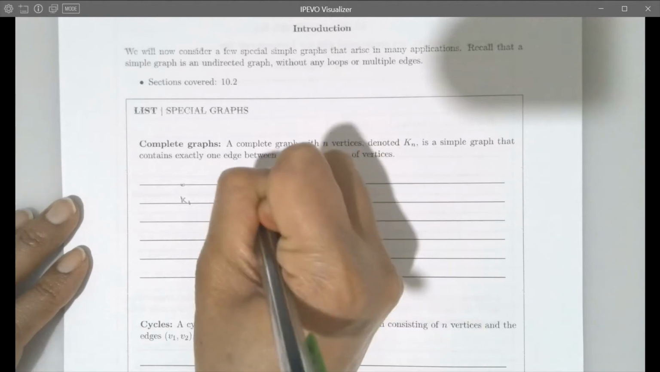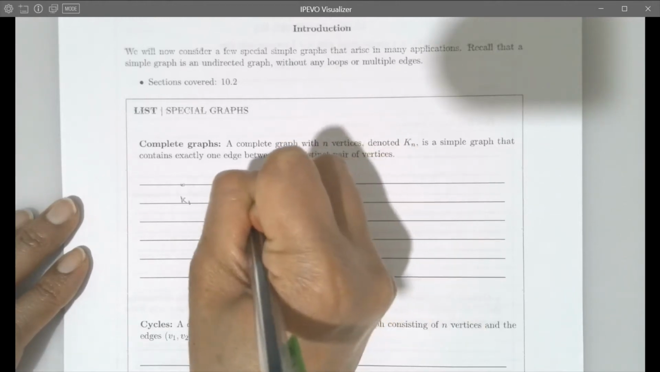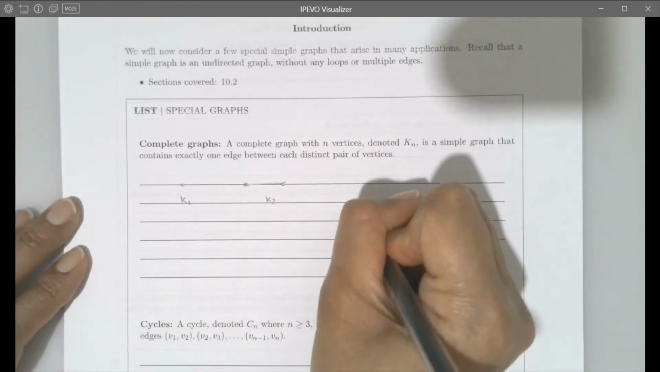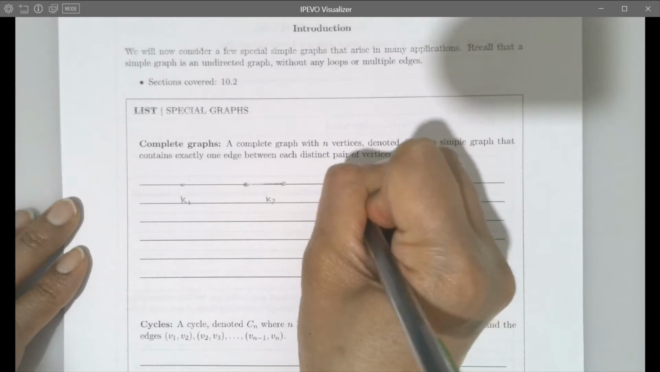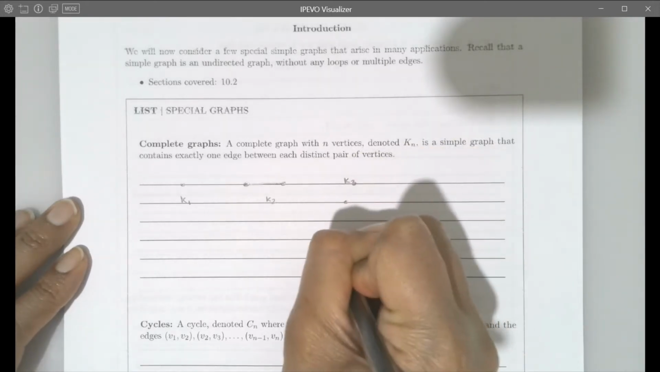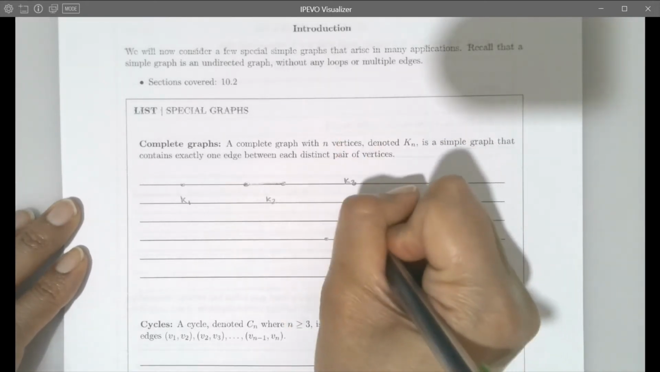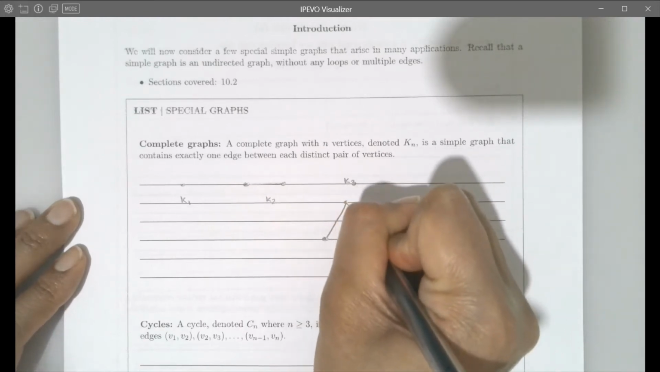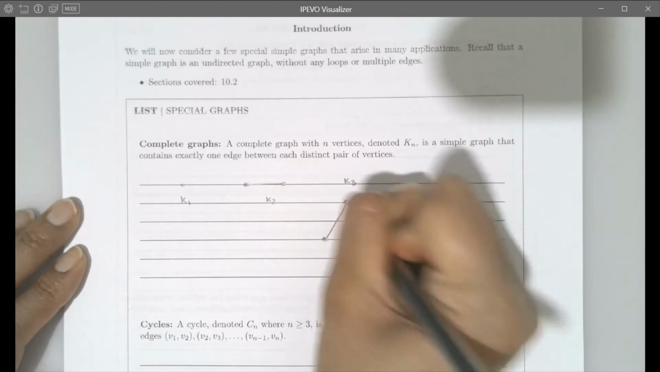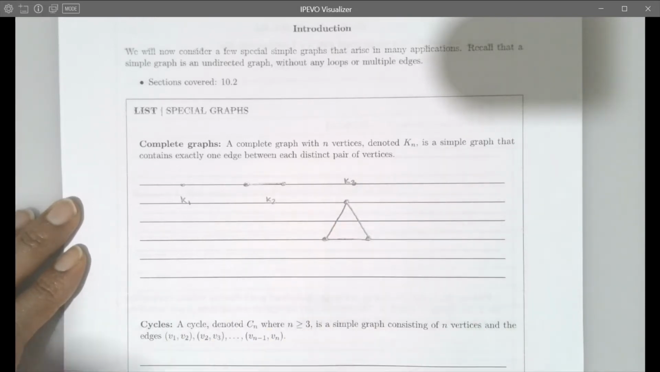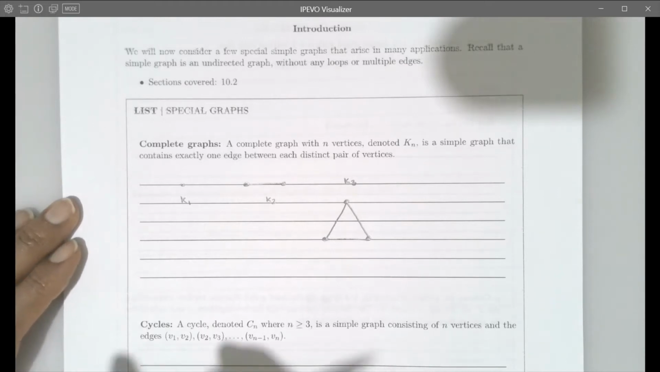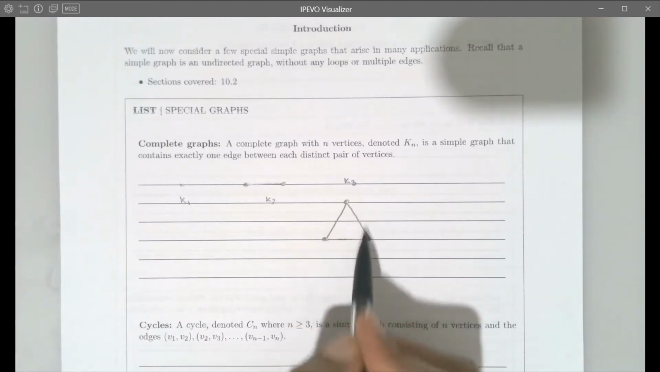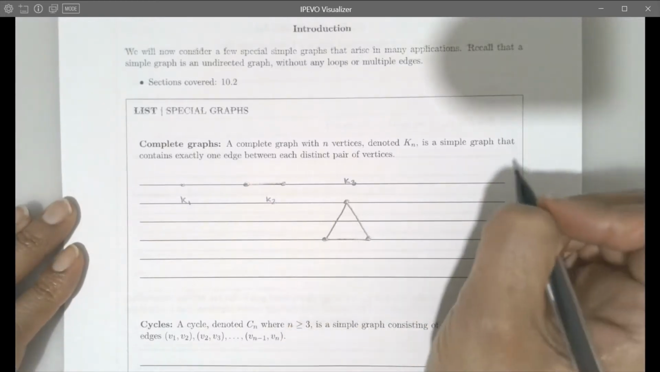For K2, that means that we have two nodes, and that would mean that we only have one possible edge. If we are looking at K3 now, that means three nodes, and starting at this top node, it can have a connection to the bottom left-hand node and then the bottom right-hand, and the remaining two unconnected nodes could now be connected by that edge, and then this would give us all possible connections between the nodes.